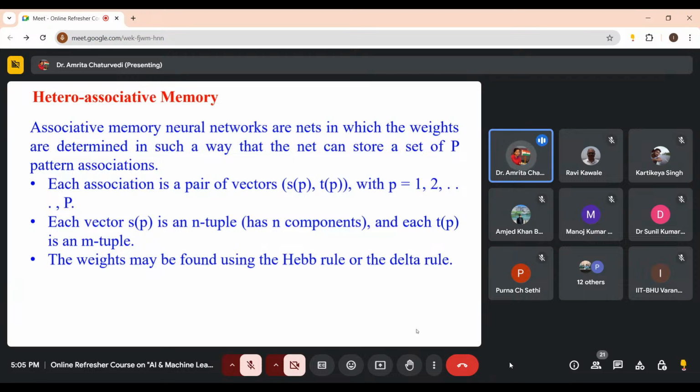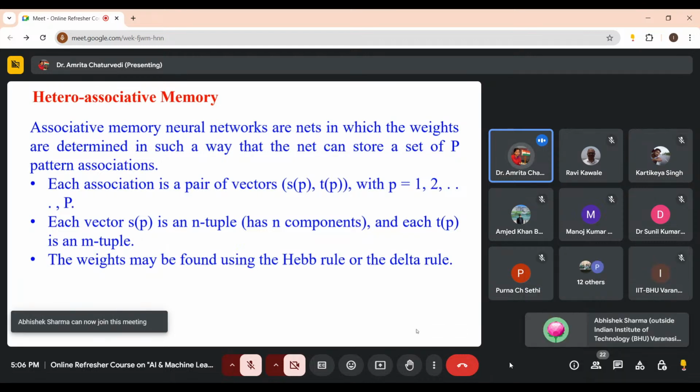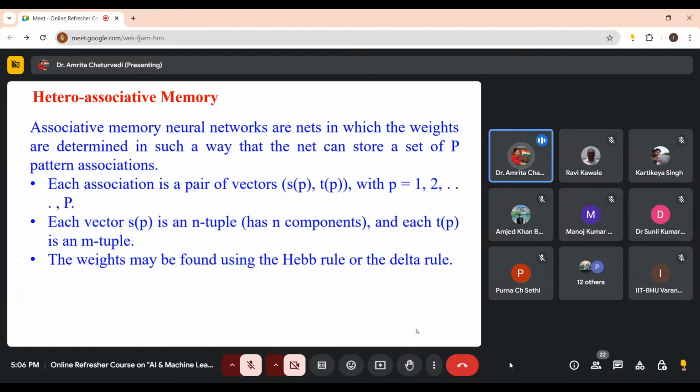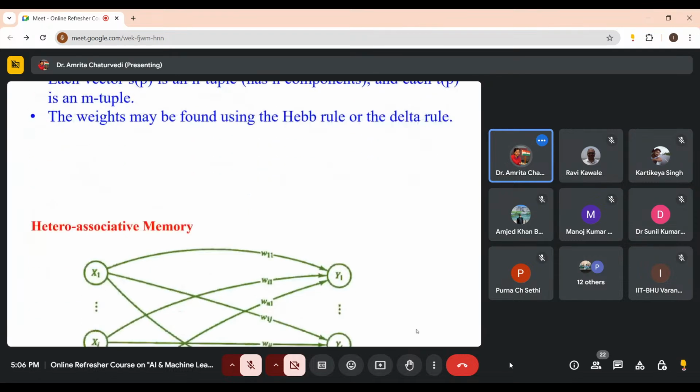So, associative memory, this is just a quick summarization of whatever we have studied. They are nets in which weights are determined in such a way that a net can store a set of P pattern associations. Each association is a pair of vectors s(p) and t(p), where P is the total number of patterns. Each vector s(p) is an n-tuple that has n components, and each t(p) is an m-tuple. The weights can be found using the Hebb rule or the delta rule.